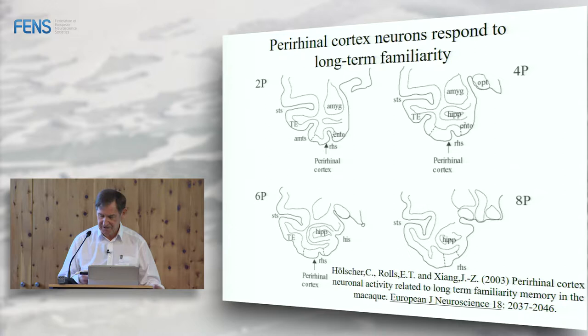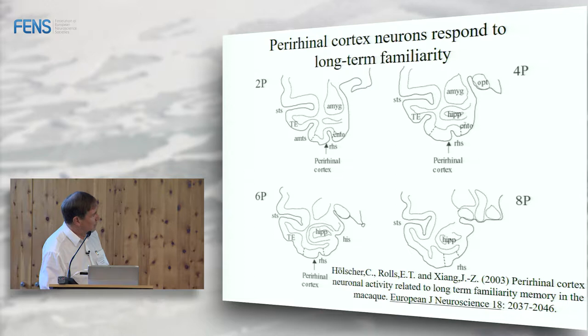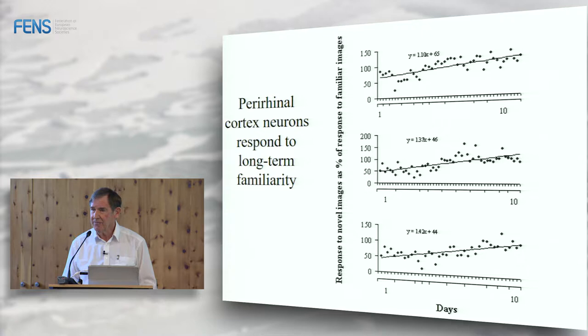And so I'd just like to mention to you what perirhinal cortex is doing. Here it is, down here at the base of the temporal lobe. We discovered some neurons there which are quite interesting because they represent long-term familiarity.